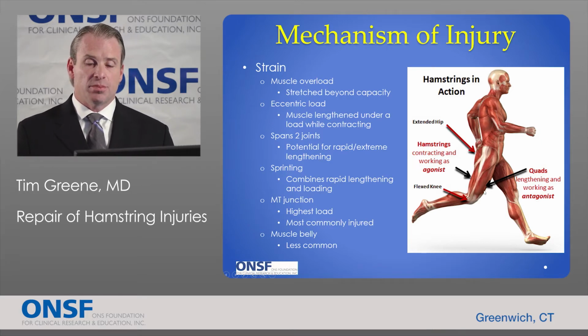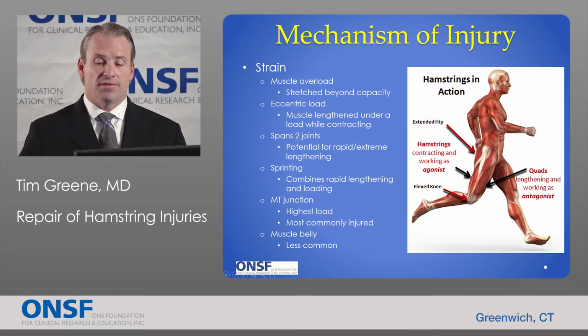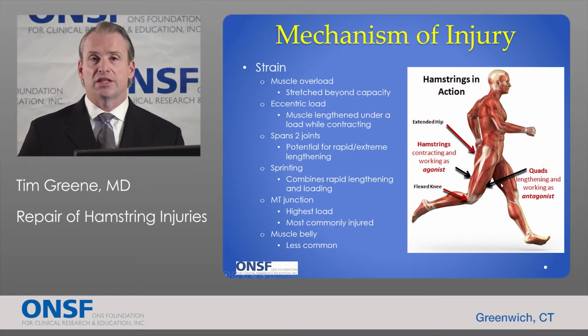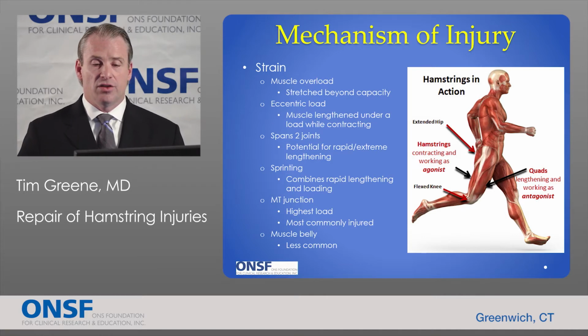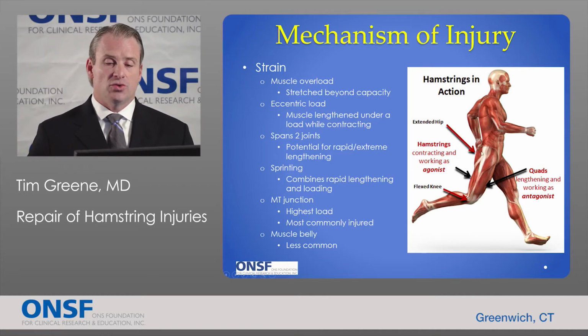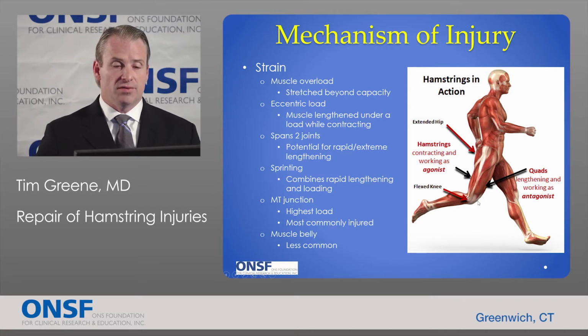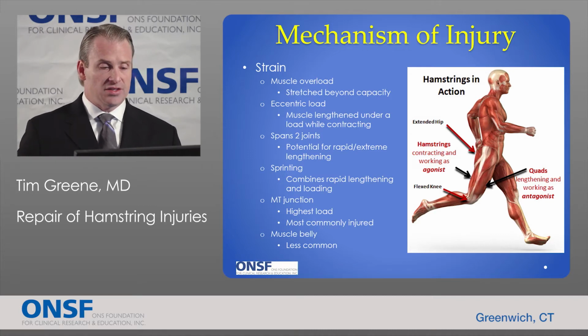So things like sprinting, where you look at the other leg, as you extend the leg and as the foot hits and as this muscle wants to contract, it's actually being lengthened with a contraction. That's an eccentric load. That's how these injuries happen. And one of the issues is that the hamstring really spans 2 joints. It goes from the hip down past the knee. And this gives a mix of this kind of extreme lengthening with an eccentric load.